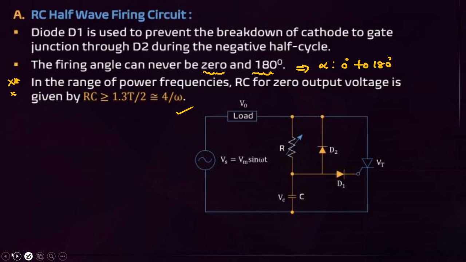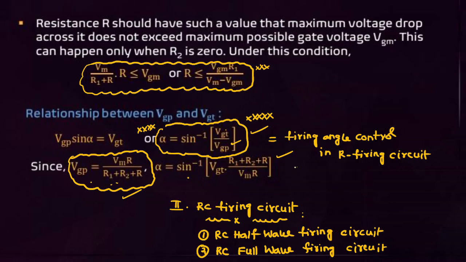But in R firing circuit, this is important, in R firing circuit the firing angle alpha is controlled from 0 degrees to 90 degrees.